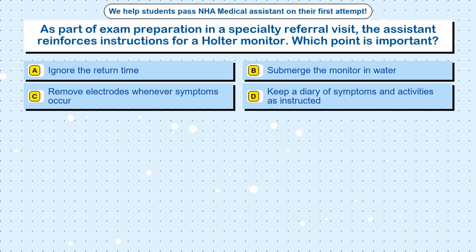Question 1. As part of exam preparation in a specialty referral visit, the assistant reinforces instructions for a Holter monitor. Which point is important? Option A. Ignore the return time. Option B. Submerge the monitor in water. Option C. Remove electrodes whenever symptoms occur. Option D. Keep a diary of symptoms and activities as instructed.